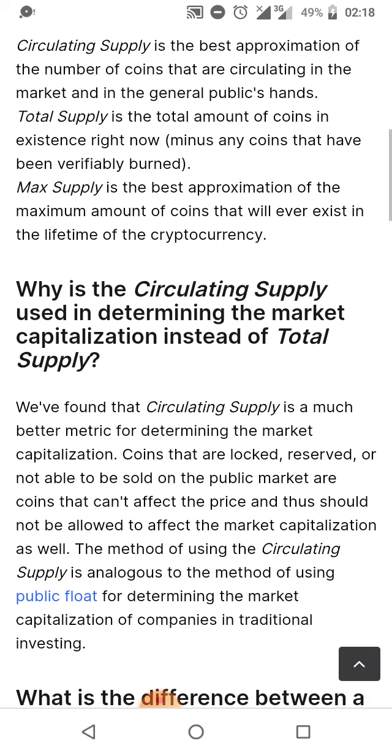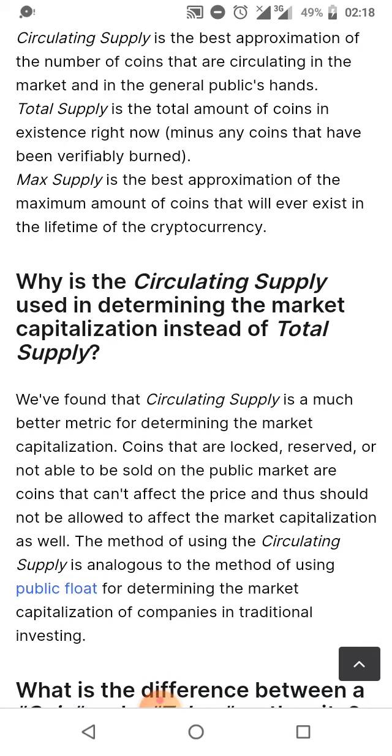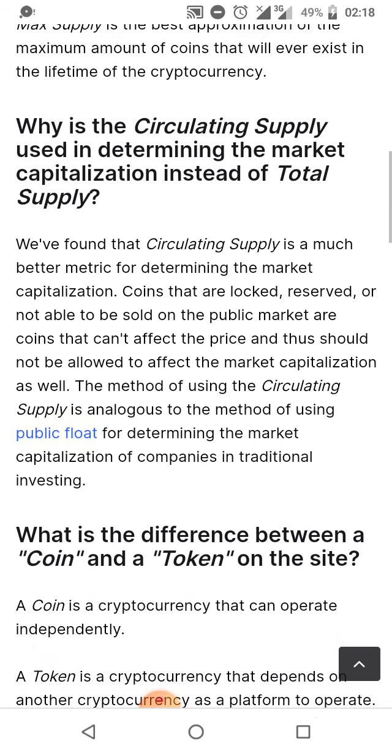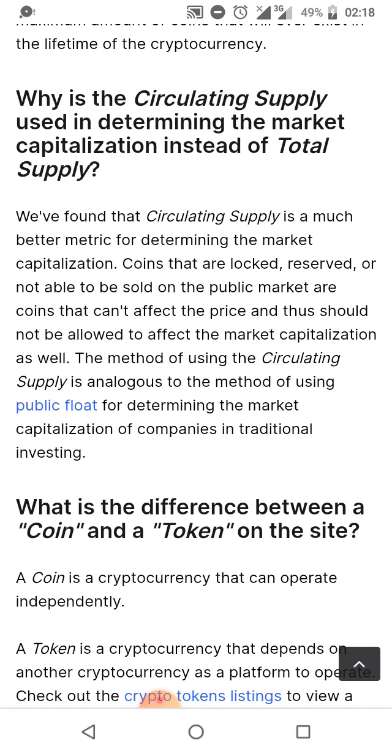Then the next question, it says, why is the circulating supply used in determining the market capitalization instead of total supply? So we found that circulating supply is a much better metric for determining the market capitalization. Coins that are locked, reserved, or not able to be sold on the public market are coins that can't affect the price and thus should not be allowed to affect the market capitalization as well. So the method of using circulating supply is analogous to the method of using public float for determining the market capitalization of companies in traditional investing.